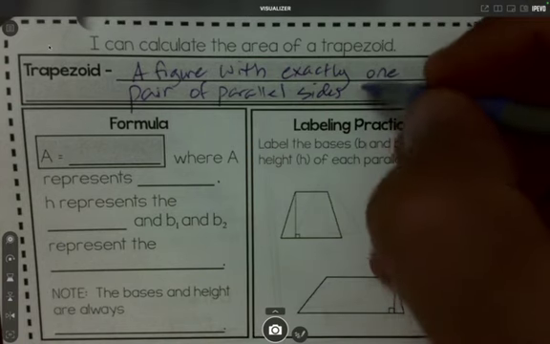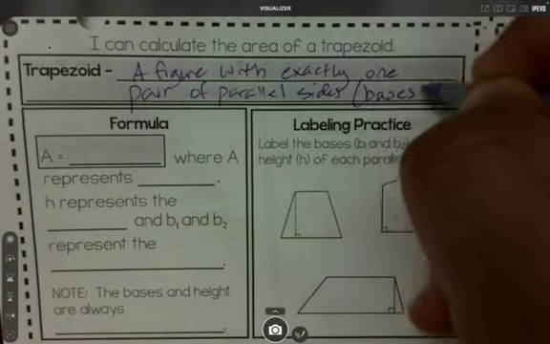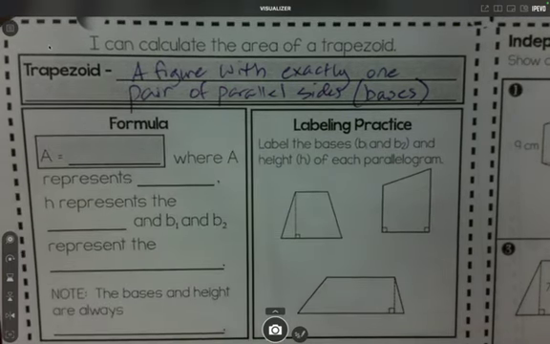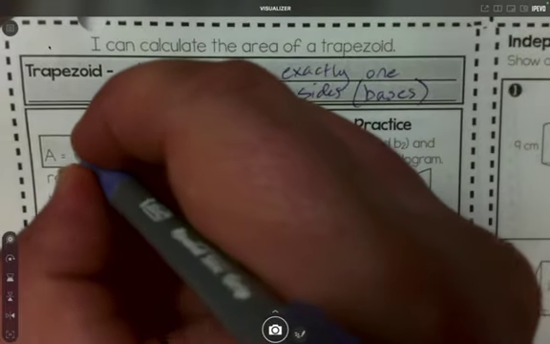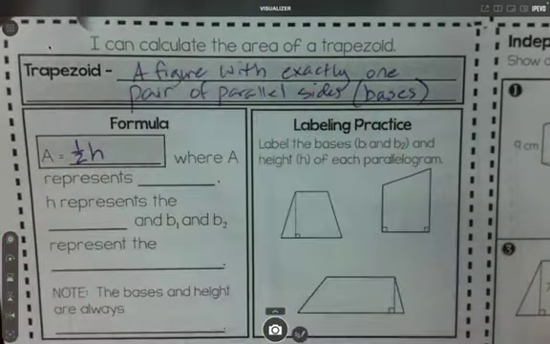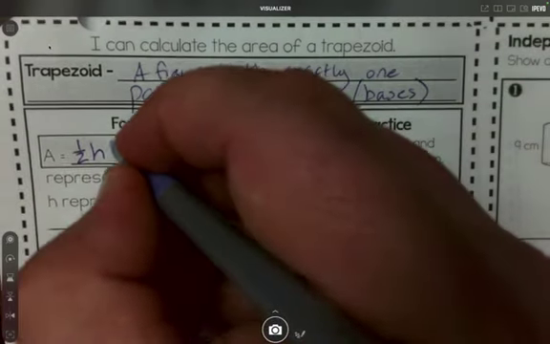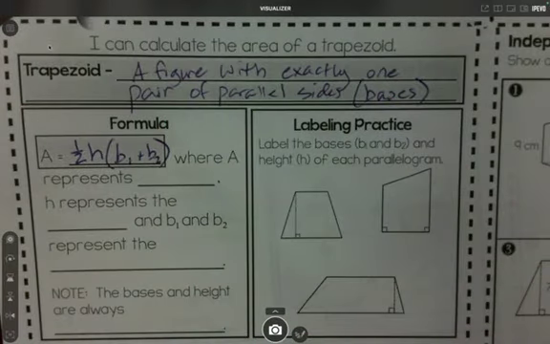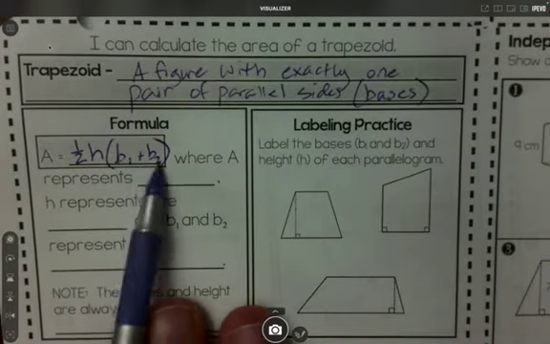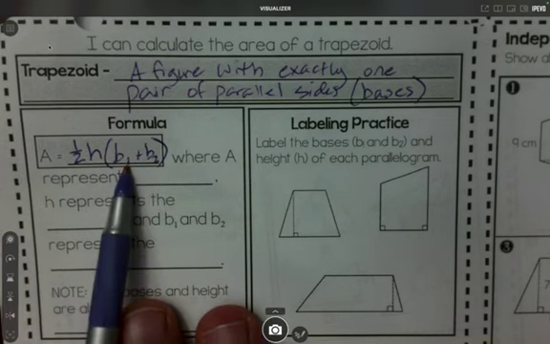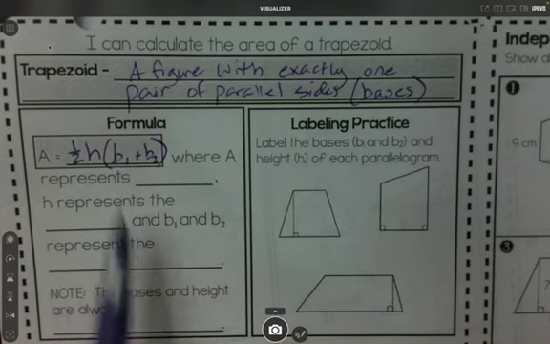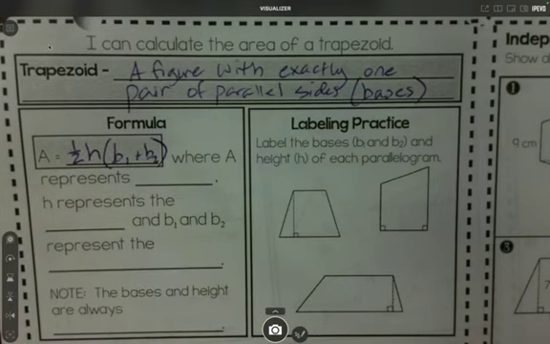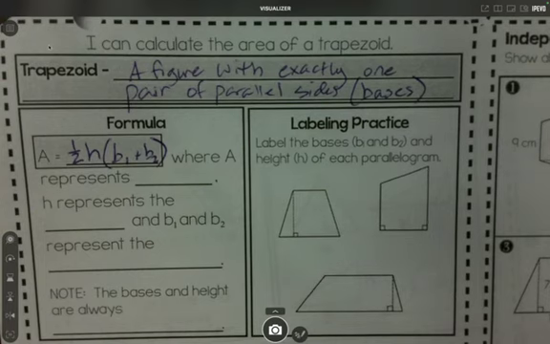And the 2 sides that are parallel are called bases. The formula for this is 1/2 times the height. Then you have to put parentheses and write base 1 plus base 2. And these are just a little 1 and a 2 just to identify it's 2 different bases. So there's nothing calculating wise you need to do the 1 and the 2. It's just saying we have 2 different bases. So this is base 1 and base 2. And it doesn't matter which one you call base 1 or base 2.